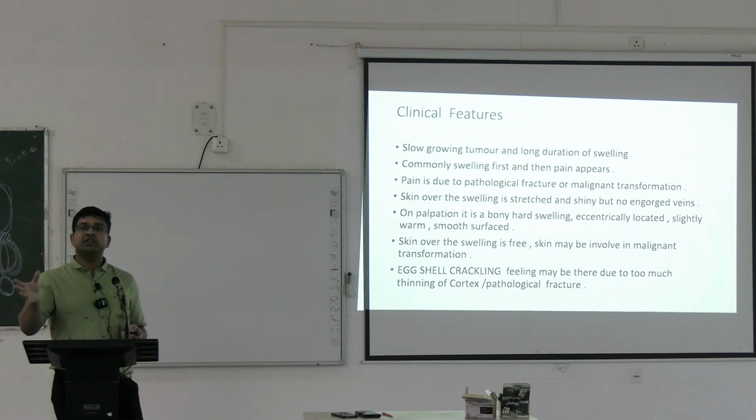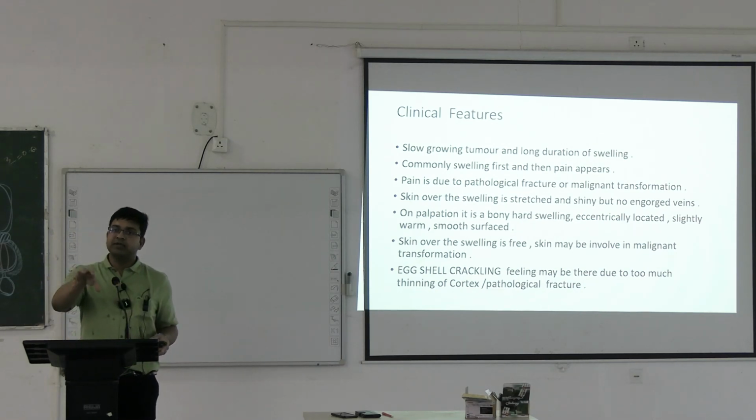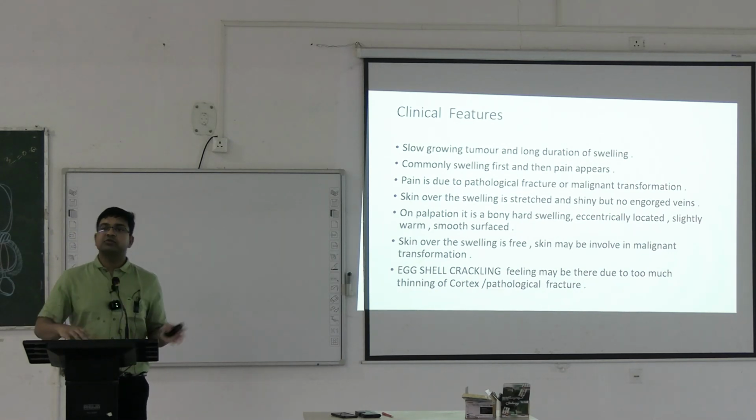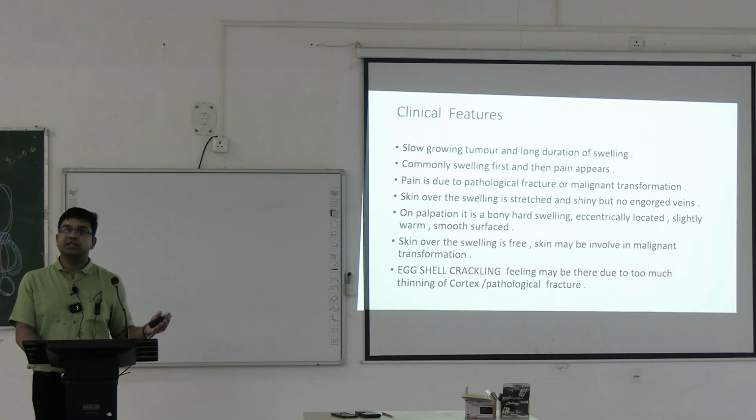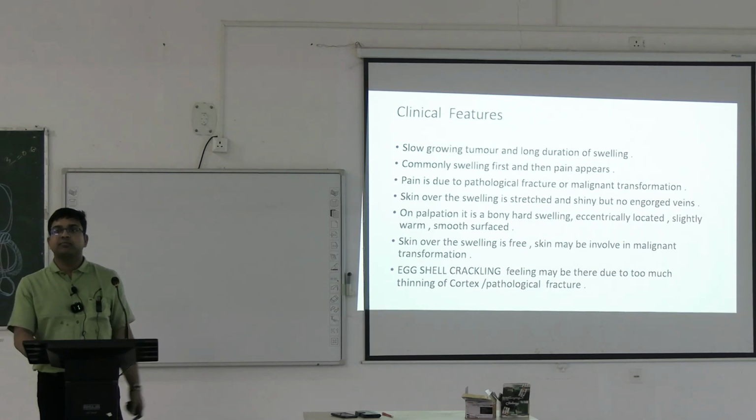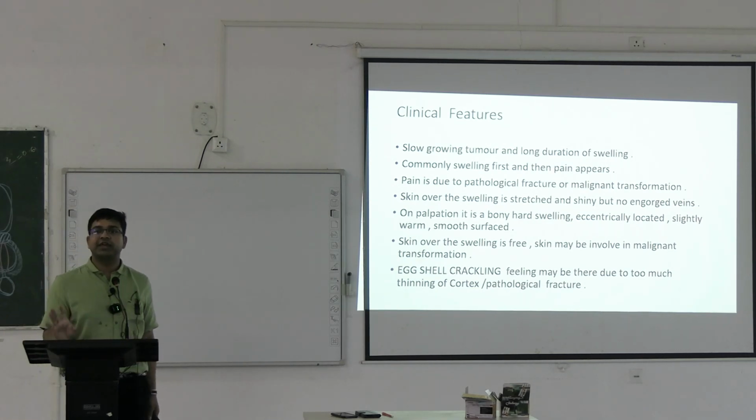আগেই বলেছি যে giant cell tumor is between the benign tumor and malignant tumor. So the skin over the giant cell tumor is not completely like benign tumor. It is tense, it is shiny, it is slightly warm, but there is no superficial venous engorgement.